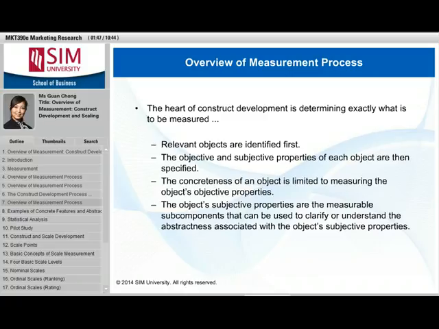The center of construct development is determining exactly what is to be measured. Relevant objects are identified first. The objective and subjective properties of each object are then specified. The correctness of an object is limited to measuring the object's objective properties, and the object's subjective properties are the measurable subcomponents that can be used to clarify or understand the abstractness associated with the object's subjective properties.